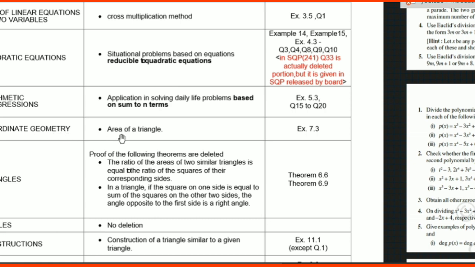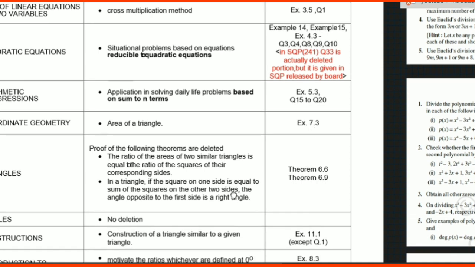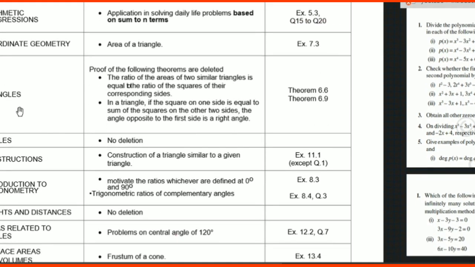It's very simple. In coordinate geometry, there are 3 sub-concepts, and the last one, area of triangle, is deleted. That is exercise 7.3. Next, coming to the triangles lesson. We have 5 theorems in this triangles lesson. Of those 5, 2 are deleted, right? That is theorem 6.6 and theorem 6.9.